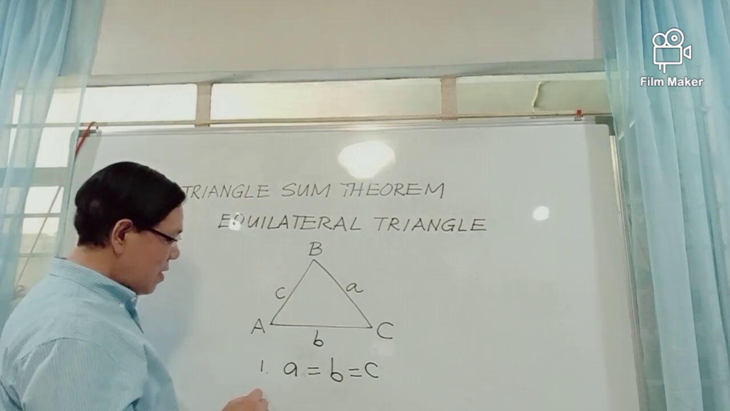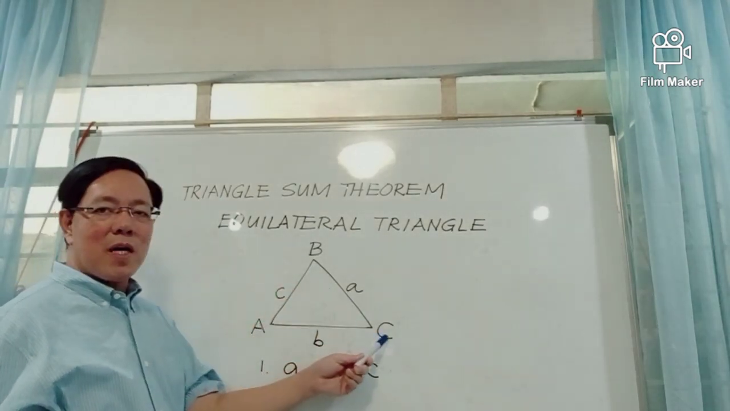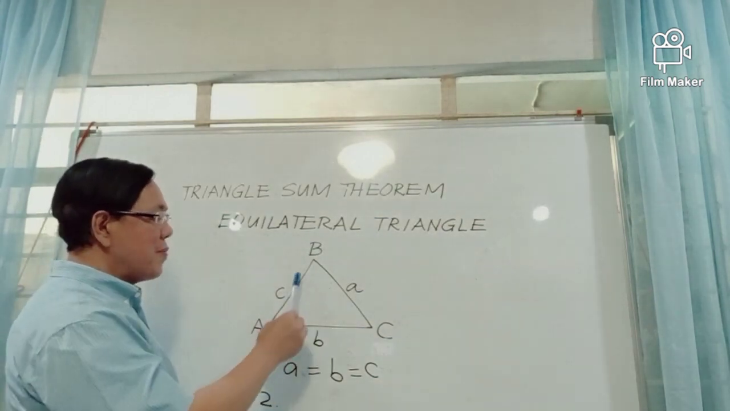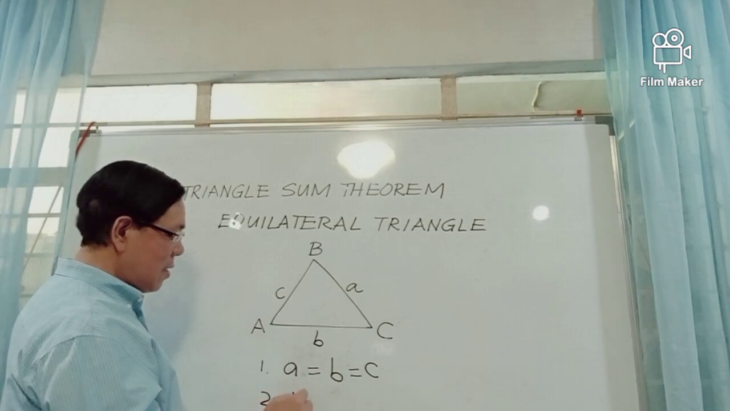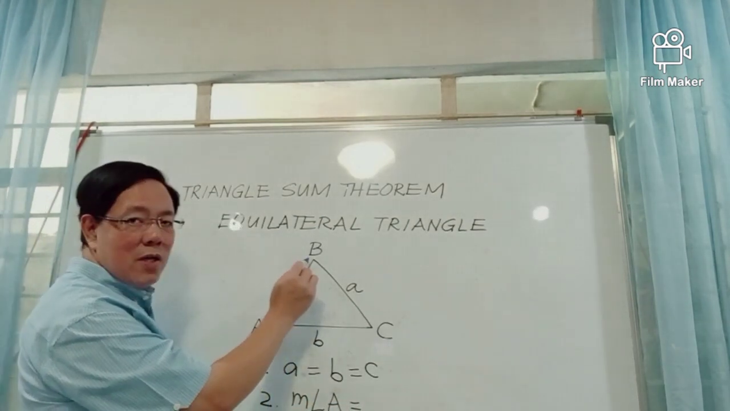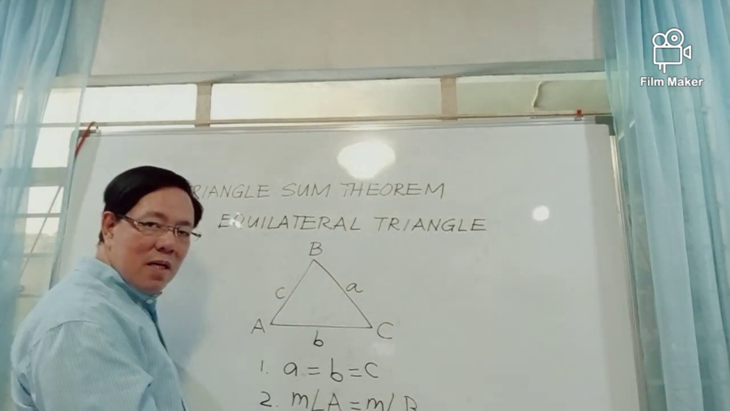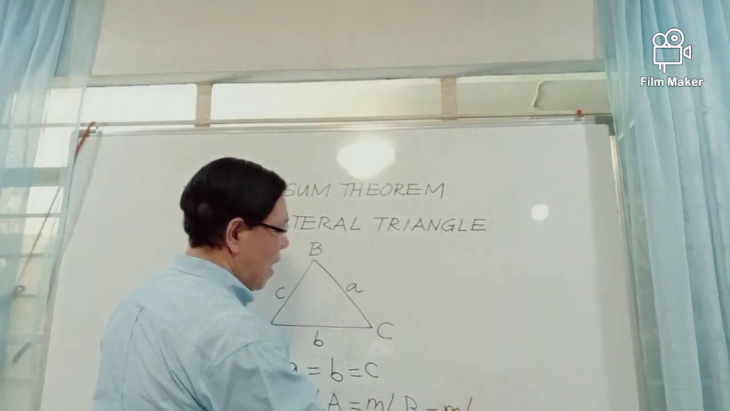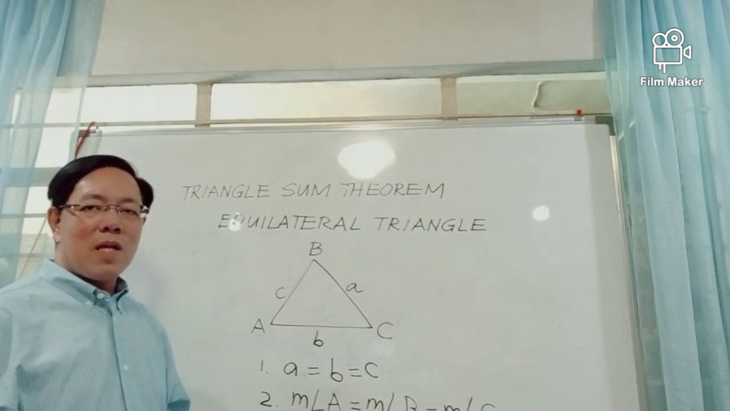The second property of an equilateral triangle says that the three angles of an equilateral triangle are congruent, which means that the measures of A, B, and C are equal. And we write that in symbols. The measure of angle A is equal to the measure of angle B. And the measures of angle A and angle B are equal to the measure of the third angle C, measure of angle C. These are the two properties of an equilateral triangle.